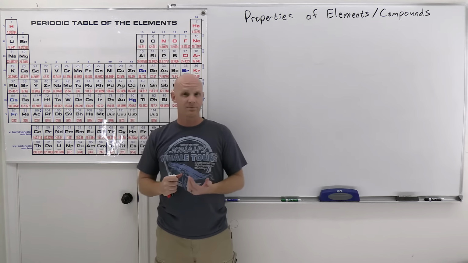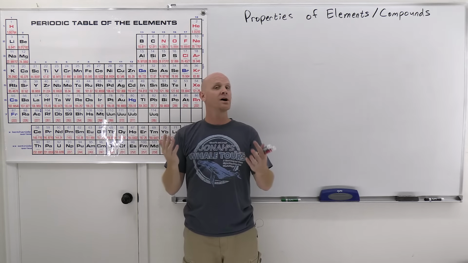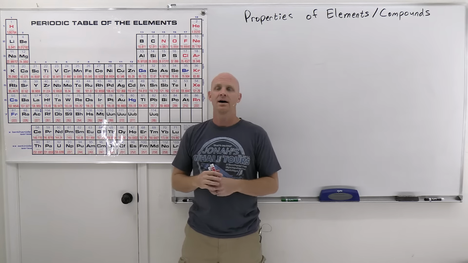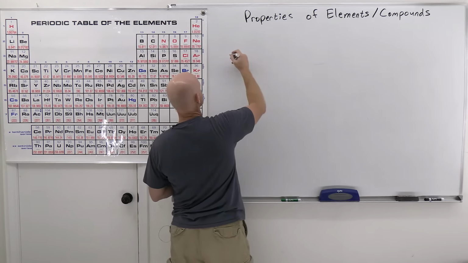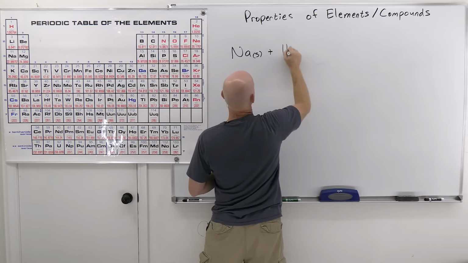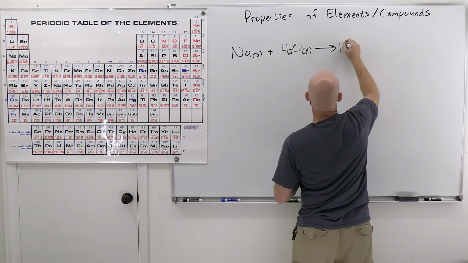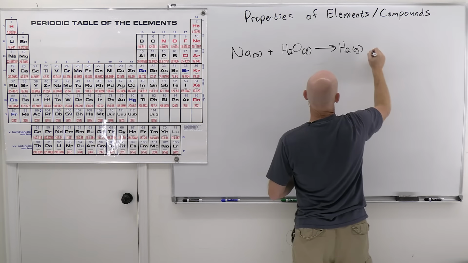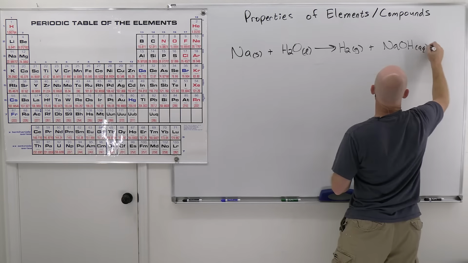So one, it means they're going to combine with nonmetals very readily to form ionic compounds. But it's also going to mean that they're going to be highly reactive with water. So if you take a look at the reaction between sodium metal and water, you're going to find out that it's going to liberate hydrogen gas in the process and make some sodium hydroxide.